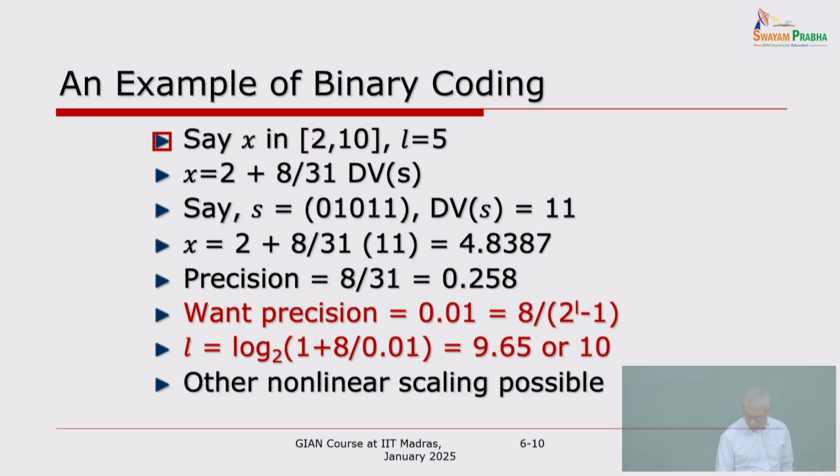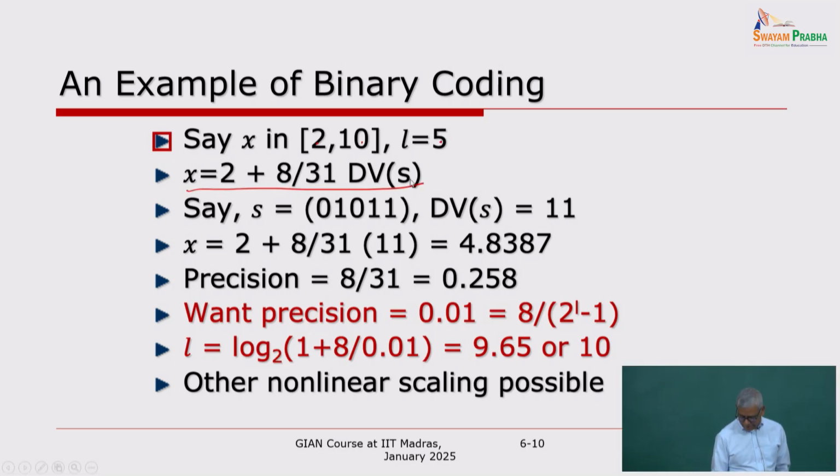If lower bound is 2, upper bound is 10, L equal to 5, then here is my mapping. And then if I take an arbitrary string, the decoded value is 11, 1 plus 2, 3, 3 plus 8, 11. So I put 11 here and I get the value which is 4.8387. Right? So that's my x vector. Now I plug it into my formula for objective function and constraint. So this is how binary coded GAs work.